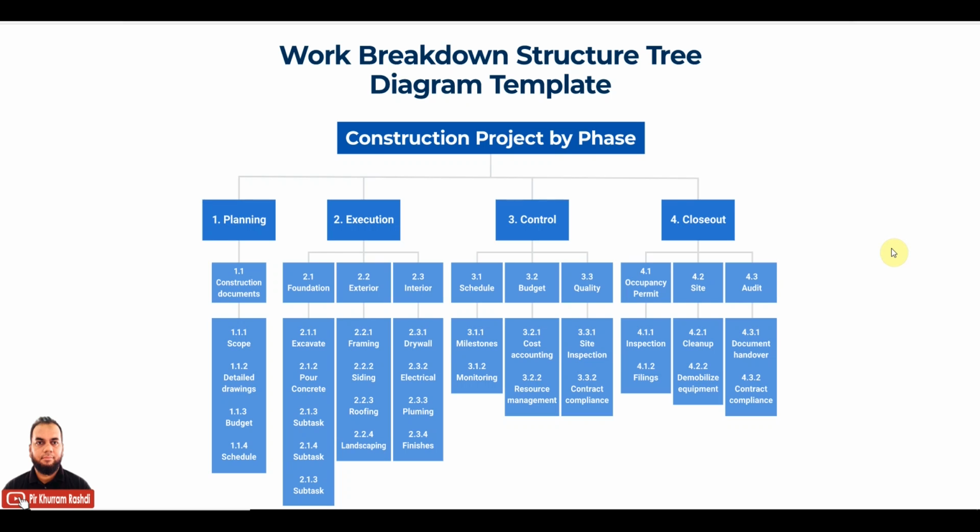You can see on the screen that there is a main node of a construction project by phase, then there is planning, execution, and control and closeout. Under each of the nodes, there is a further breakdown of various tasks. So these are the nodes which break down into smaller chunks of tasks.